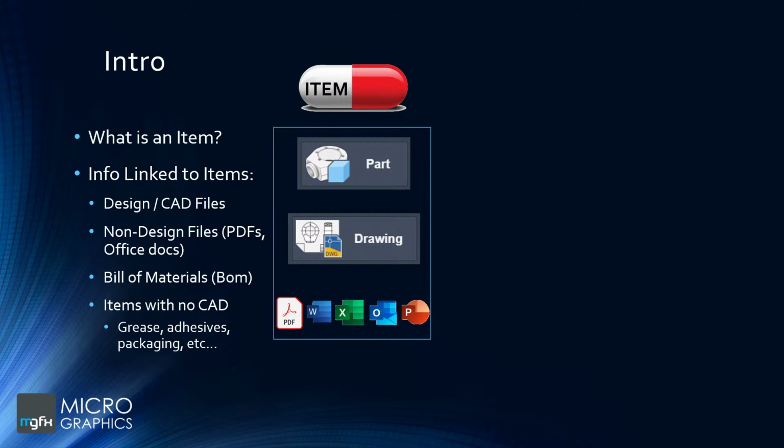So the information linked to the item there we see is the design or the CAD file as well as its drawing, but we also have non-design files like PDFs and Office documents.